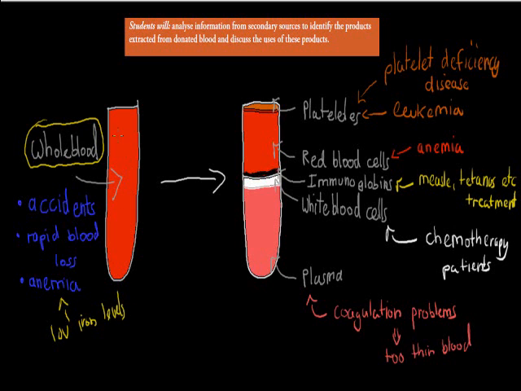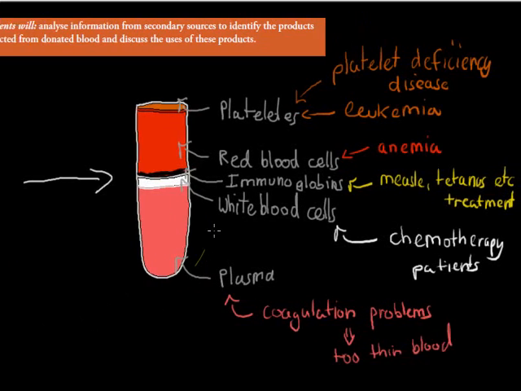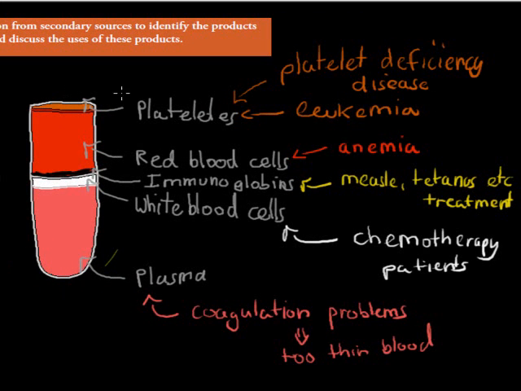But we can also break the whole blood into its components. It's like taking apart a car. If the car is whole, it's called whole blood. And if the car is broken into its parts, we call those the components of the blood, or the components of the car. So the components of the blood are these. We've got platelets, red blood cells, immunoglobulins, white blood cells, and plasma. And I'll describe the uses of these products to identify the components and the uses.